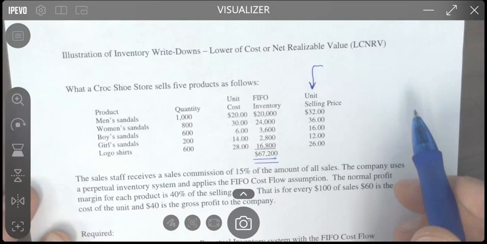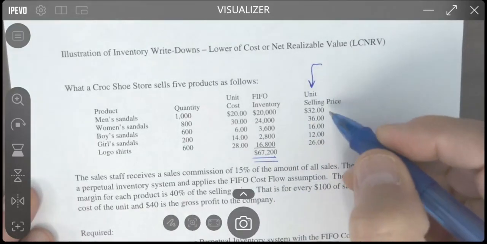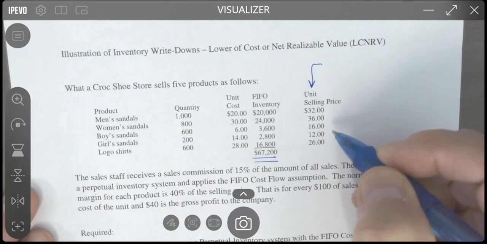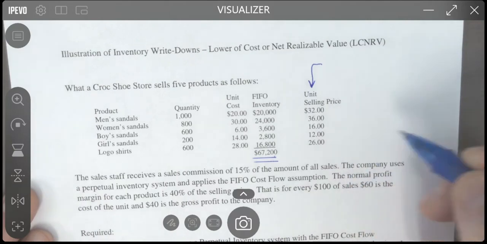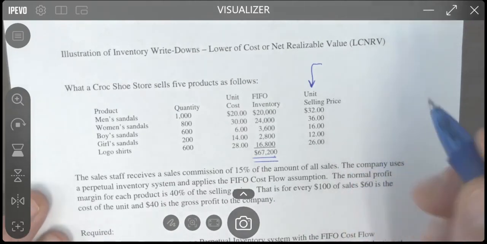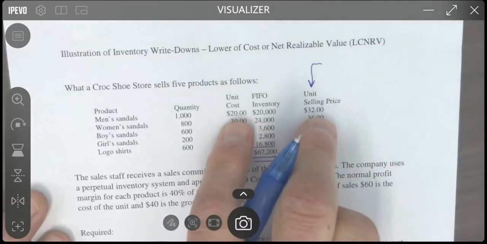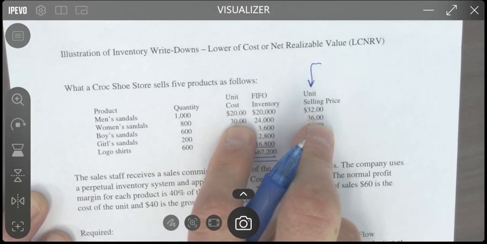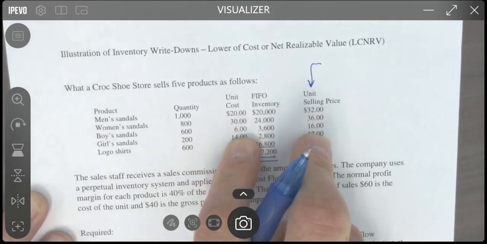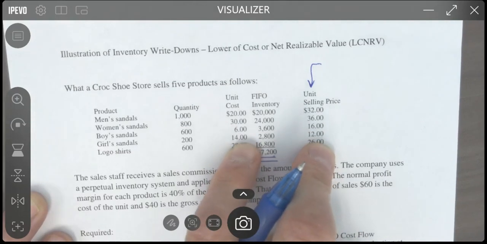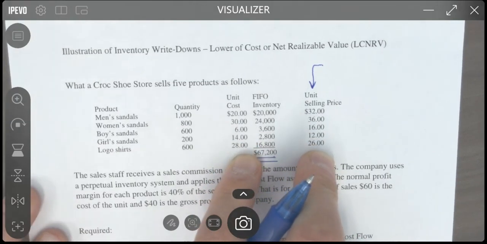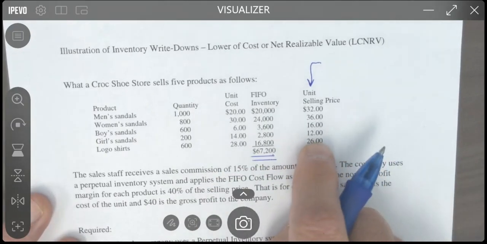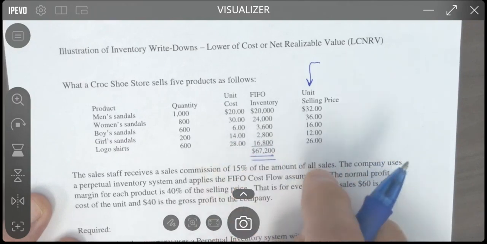The current unit selling price for the men's sandals is $32. For the women's sandals is $36. For the boys' sandals is $16. The girls' sandals $12. And the logo shirts $26. So just eyeballing that, the men's sandals are going to be just fine in terms of not being impaired. Women's sandals, pretty good. A little margin there. Boys' sandals, quite good. But when we get to the girls' sandals and the logo shirts, we appear to have an issue where they're selling a little soft. We are not able to sell them at their cost.